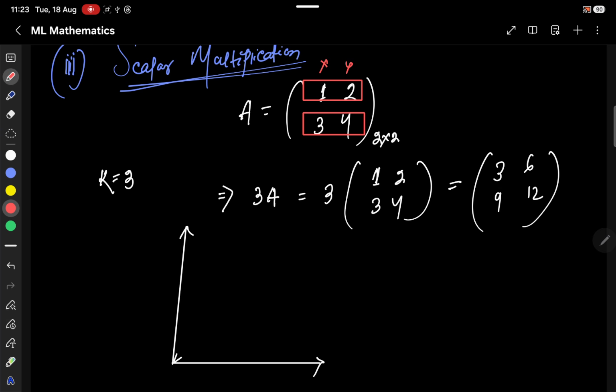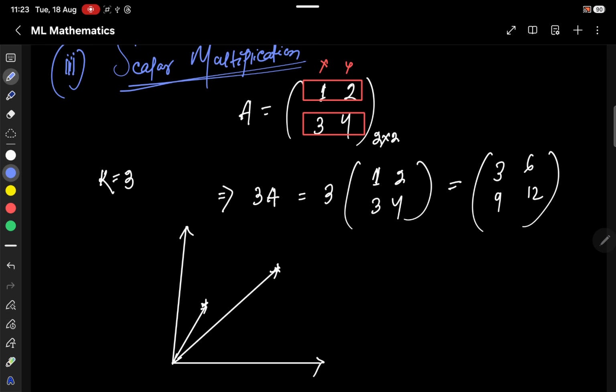So let's say you want to do something like this. What is the 3, 4, right? 3, 4, 3, 4, 3, and something like 1, 2, 1, 2. Okay, 1, 2, 3, 4, let's say somewhere around here. Now I'm drawing a line here in a 2D space.